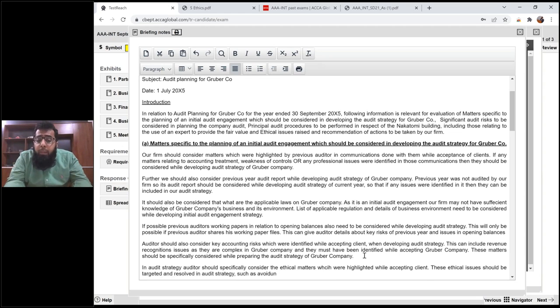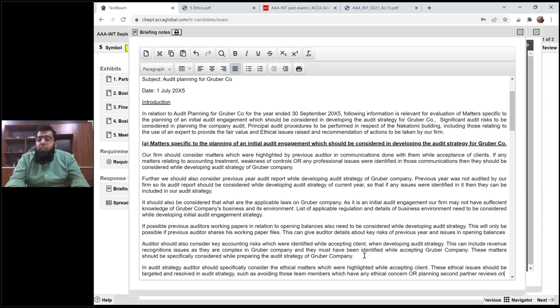such as avoiding those team members which have any ethical concern or planning second partner reviews on certain areas due to ethical matters.